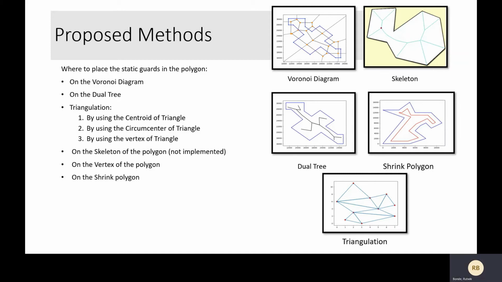So these methods are the Voronoi diagram. That is, we can place the static guards on the Voronoi diagram. As we can see in the first figure, the blue polygon has a Voronoi diagram with orange vertices. So what we can do is place the static guards on the orange vertices of the Voronoi diagram to guard the polygon. The second method could be that we can place the static guards on the skeleton of the polygon, as shown in the second figure. The blue line is the skeleton of that polygon and the red dot is the stationary guard.